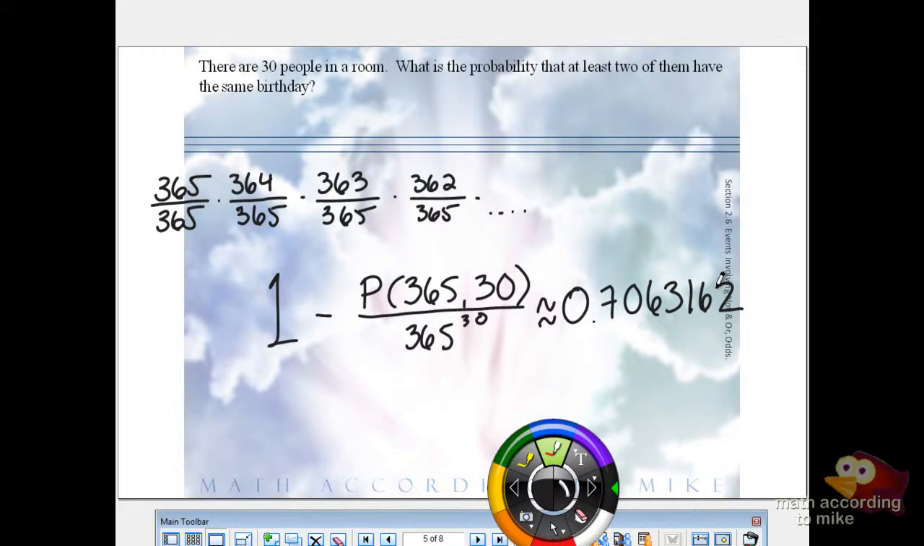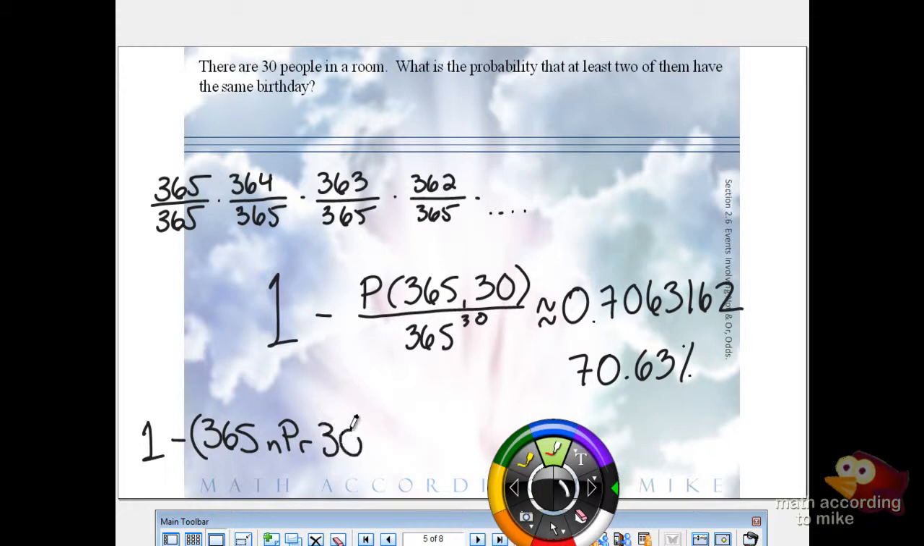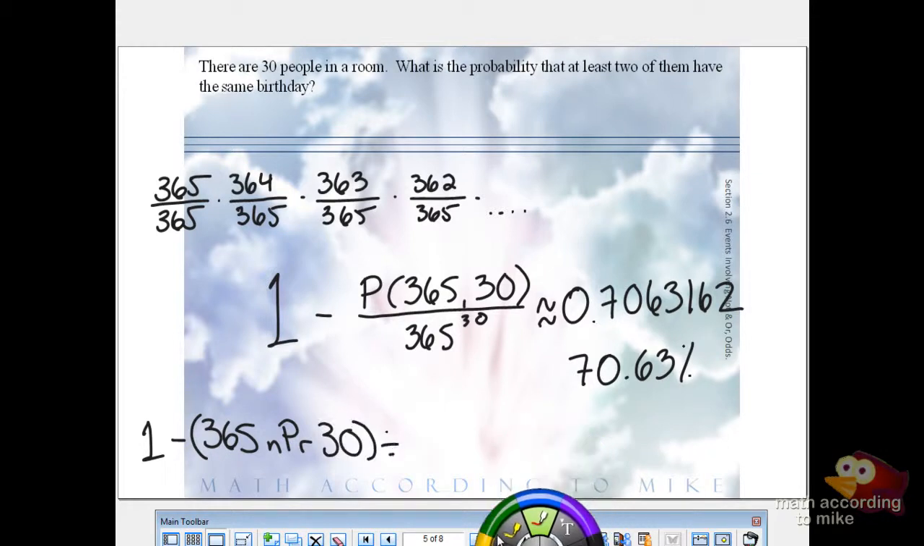So what is this as a percentage? 63%? Yeah. I'll just take out the last ones there. Carefully. 1 minus, you'll do 3. I would put a parenthesis to be safe. 1 minus parenthesis 365. You're going to do the nPr thing. So on your calculator, you'll hit the PRB button. 30, and your parenthesis divided by 365 raised to the 30th.